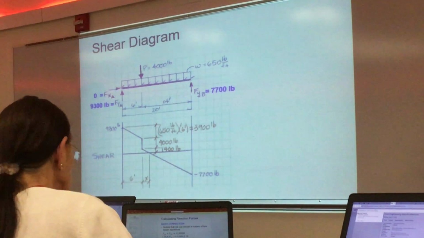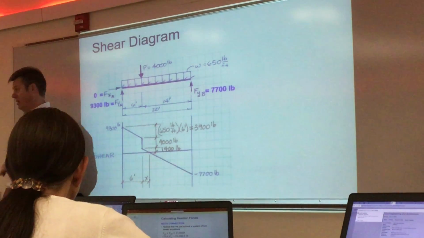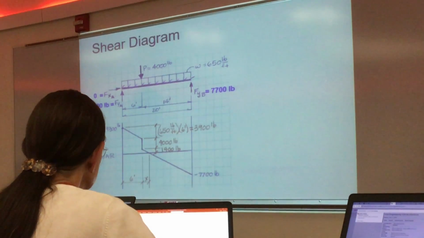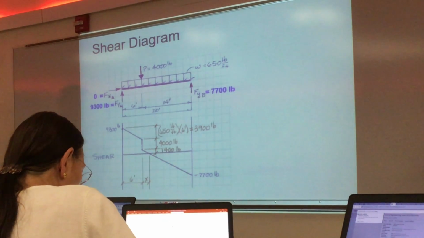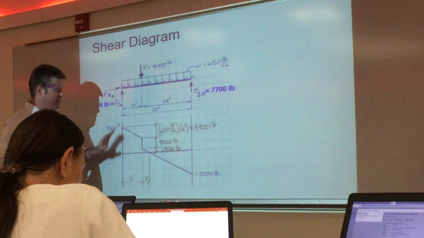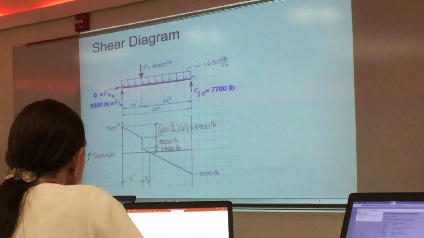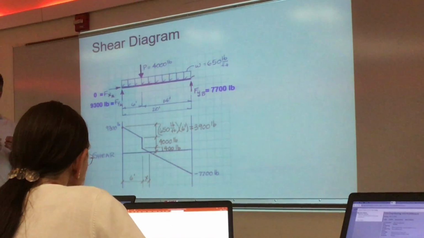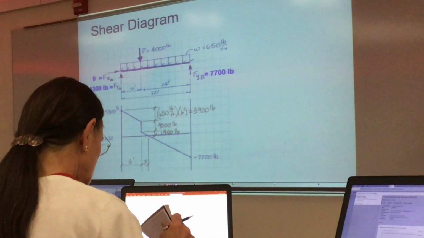Now that we found the reactions, let's talk about how we draw what are called the shear and moment diagrams. This is what we use to design that beam. The magnitudes that we get from this and from the moment diagram on the next slide give us those properties that I've been talking about, so that we can figure out whether the piece of steel is good enough.